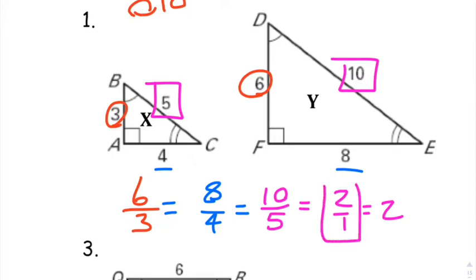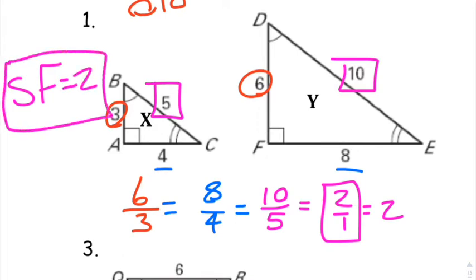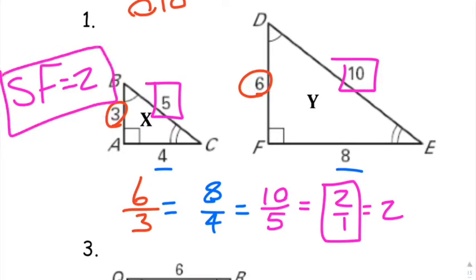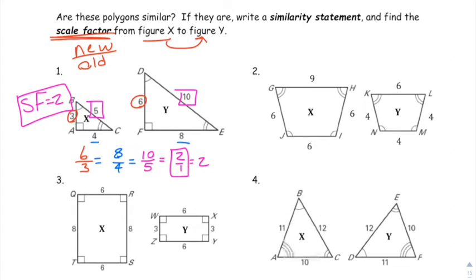Okay, so that means the scale factor, sometimes we use SF, is going to be 2. That means each side is being doubled. If I double 3, you get 6. If I double 5, you get 10. If I double 4, you get 8. That's how the scale factor works. The scale factor is what you need to multiply everything by to get your new figure.